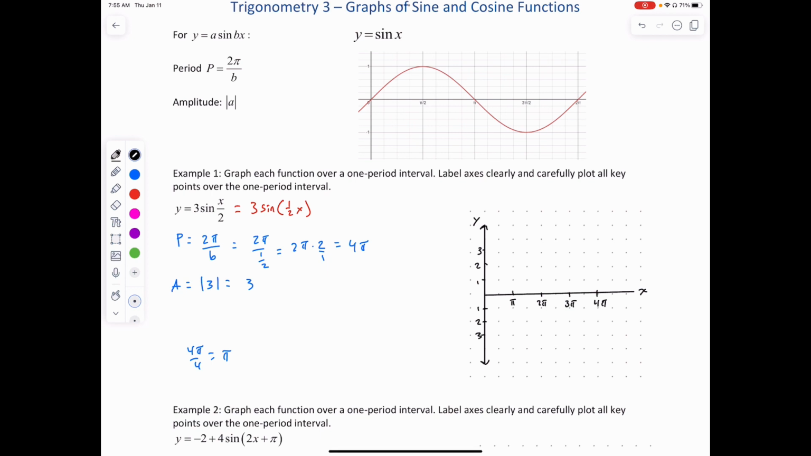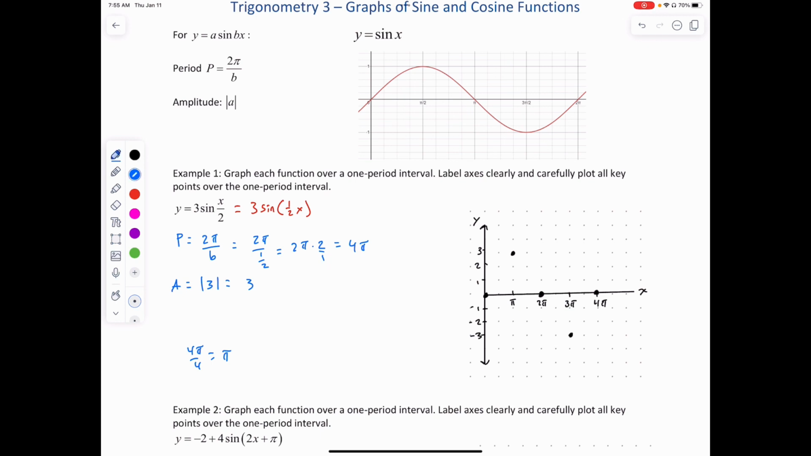So following the pattern, we start at 0. Then instead of going up to 1, we go up to 3. Then the 2 pi is still going to give us 0. We're here. Then we're down here. Instead of at -1, we're at -3. Oops, I forgot my negatives here. And then at 4 pi, we're back at 0.